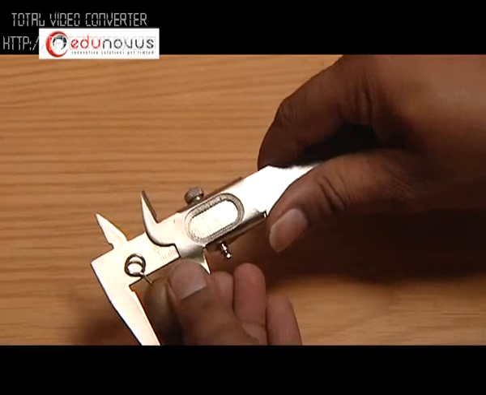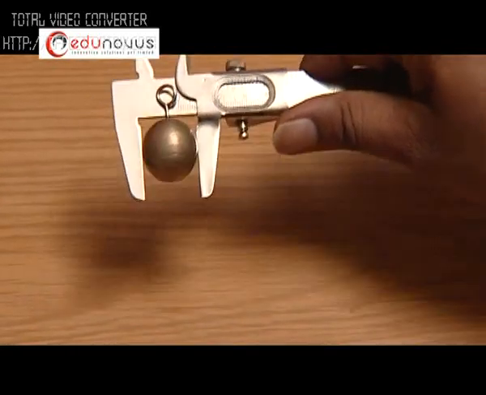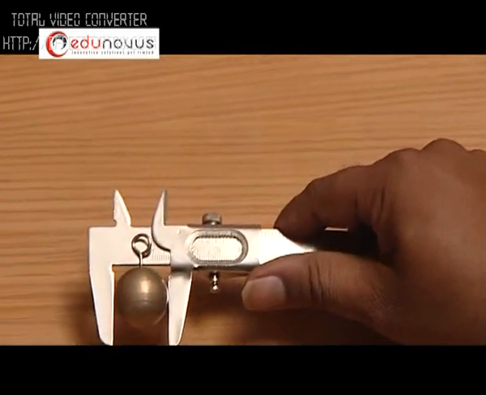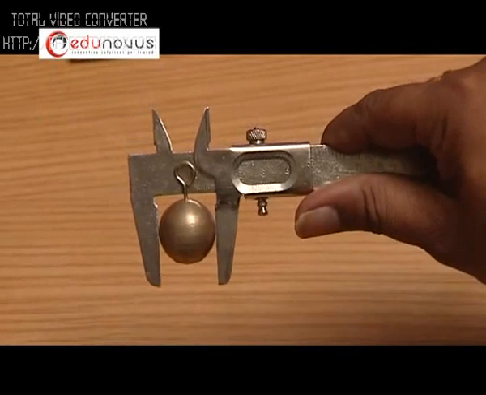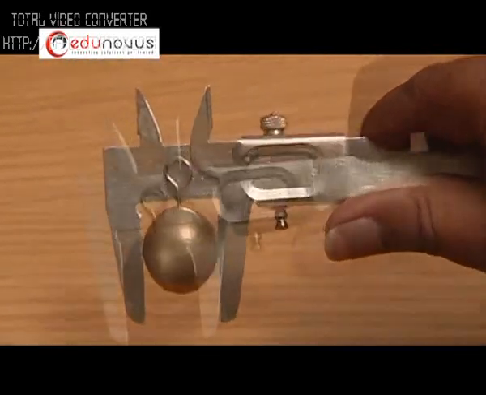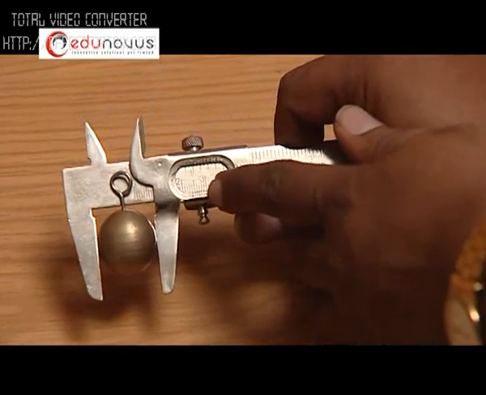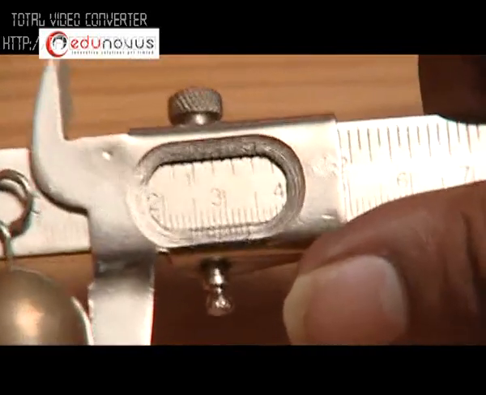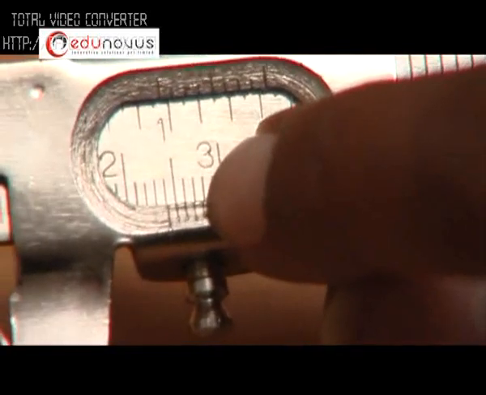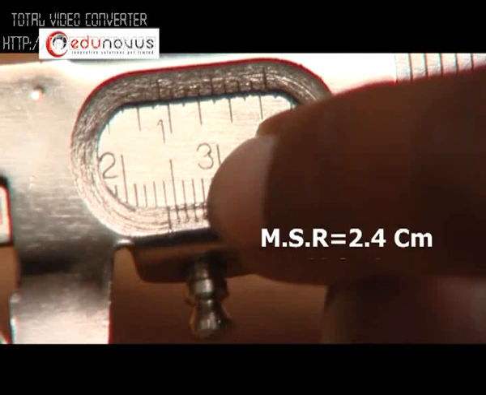Place the bob between the two jaws. It should be tightly fixed between the jaws with the help of the screw provided at the top. And we have to first know the main scale reading. The main scale reading is that at which the zero of vernier crosses the division in the main scale. Here it is 2.4.